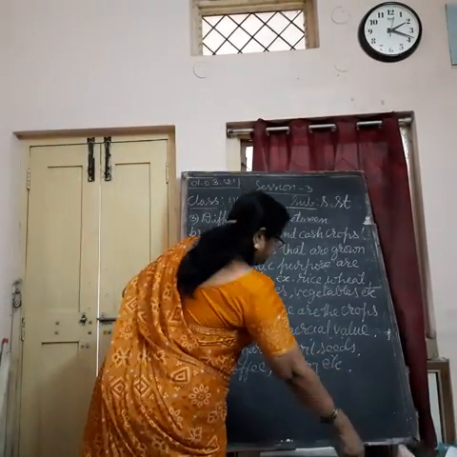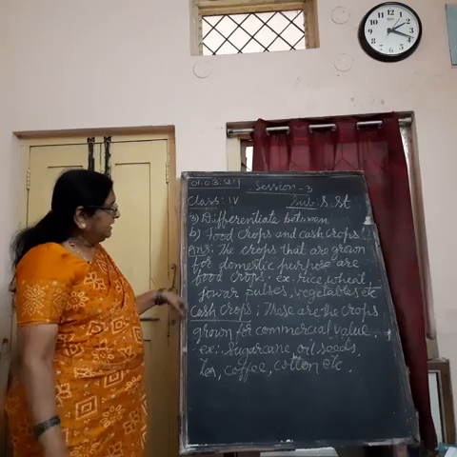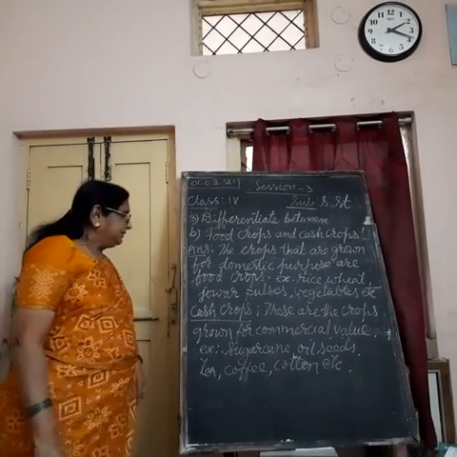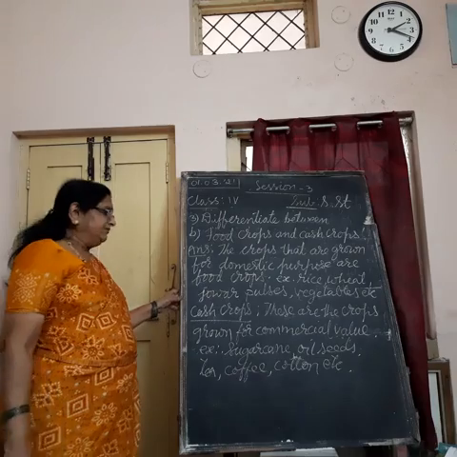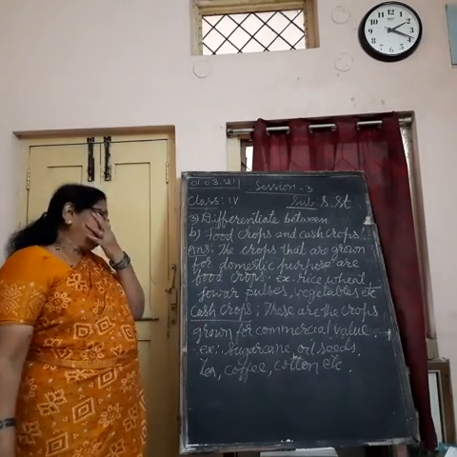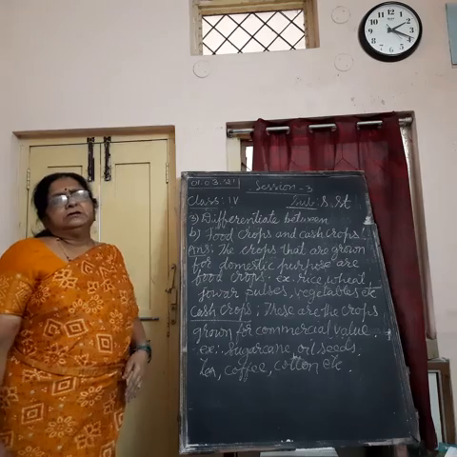Differentiate between food crops and cash crops. The crops that are grown for domestic purpose are called food crops. Example: rice, wheat, jowar, pulses, vegetables, etc. Cash crops are the crops grown for commercial value, meaning for selling. Example: sugarcane, oil seeds, tea, coffee, cotton, etc. So, here ends our class.